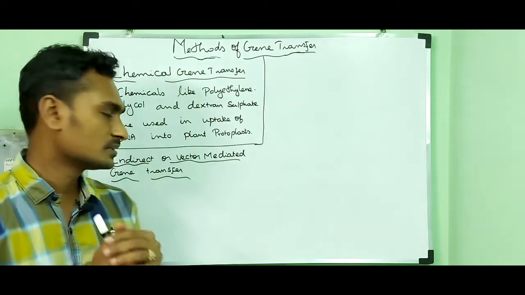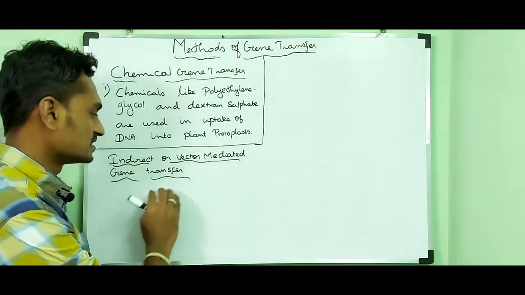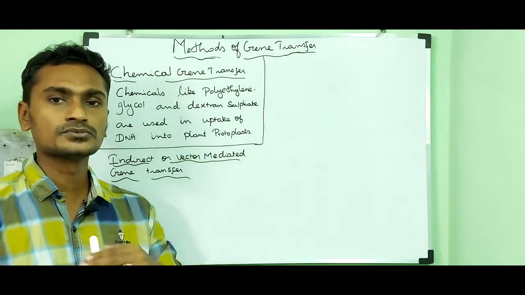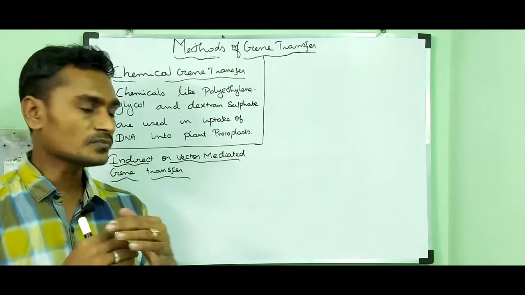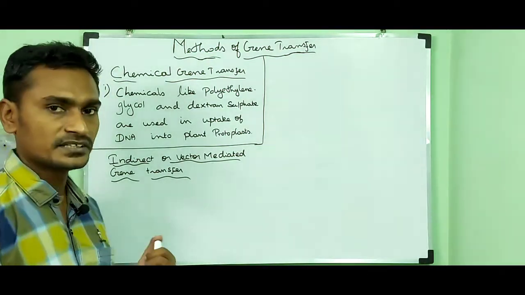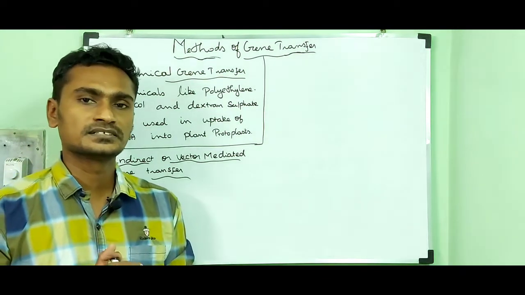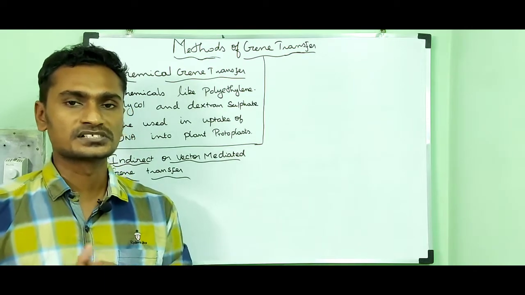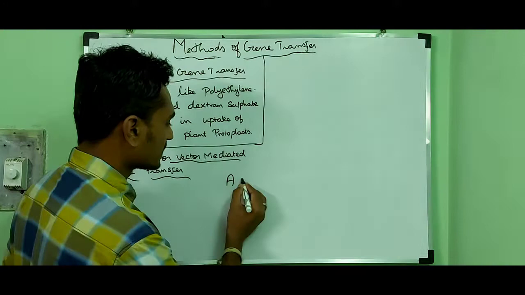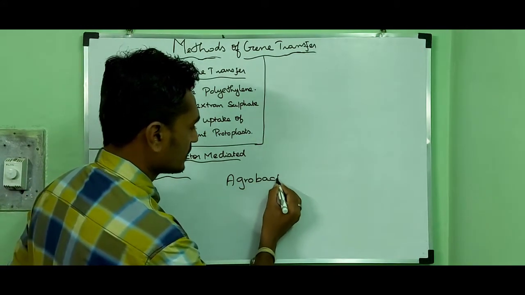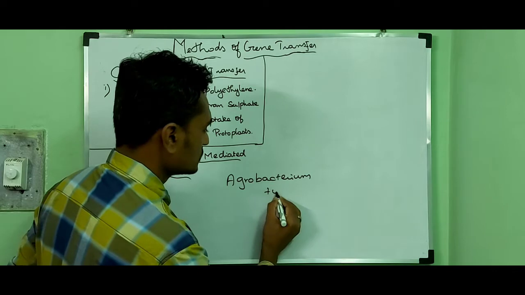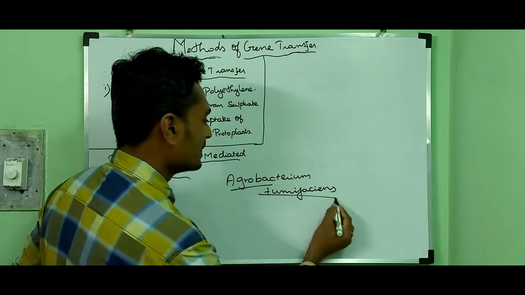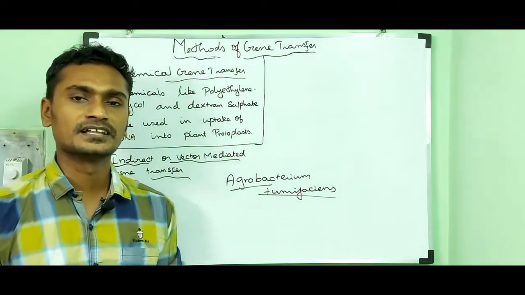Then I'm going to tell about the indirect or vector mediated gene transfer method. In this method, we are going to use a vector, a plasmid. A bacterium is used as the vector which can transfer the gene of interest into the host cell, and that bacterium is called Agrobacterium tumefaciens.